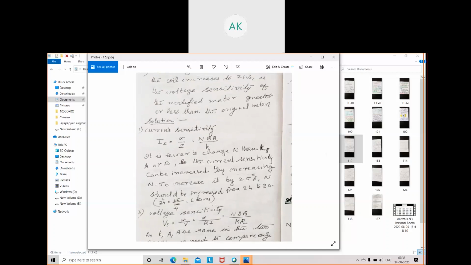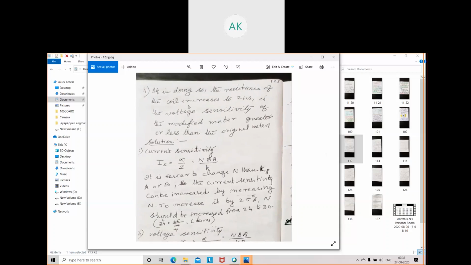Currents, yes. Question, remaining part. Second part: if in doing so, that means we are increasing the current sensitivity. The resistance of the coil increases to 21 ohm because by increasing the number of turns, what happened? The length of the wire is increasing, and resistance is increasing.